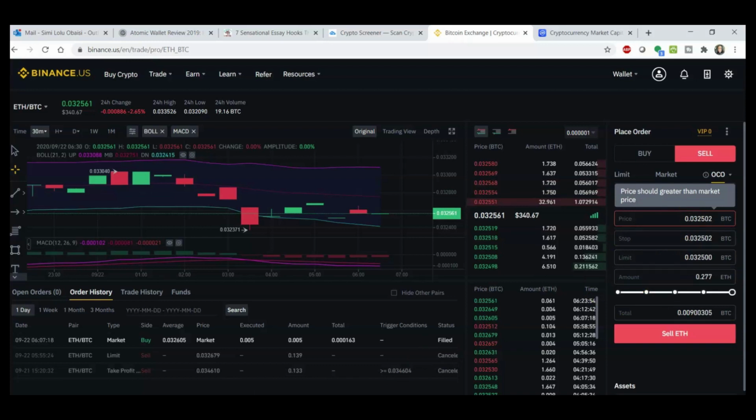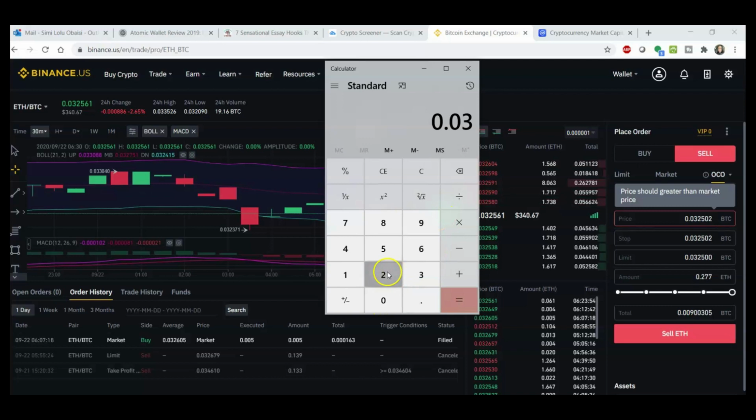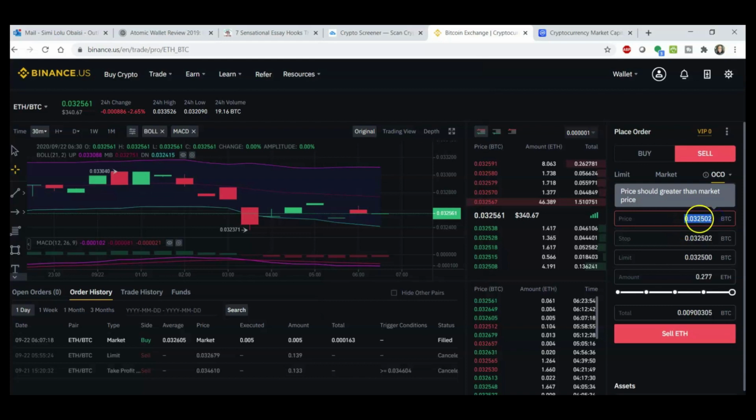Then we're going to calculate our take profit price, 0.032605. Multiply this, well, this is our purchase price. We're going to multiply this by 1.05%. This gives us our take profit price. We want to take profit when the price of Bitcoin comes up. So we're going to put that up here.